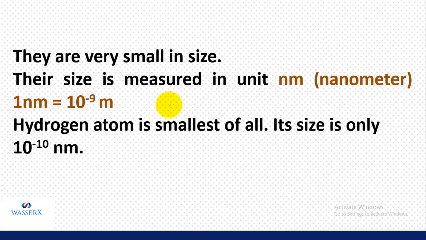Now, what is the size of an atom? Atoms are very small in size. They are so small that we need to measure their size in a unit called the nanometer. And a nanometer is a very small unit. 1 nanometer is equal to 10 raised to power minus 9 meters. So you can see how small an atom is. Hydrogen atom is the smallest of all. And do you know what the size of a hydrogen atom is? It is just 10 raised to power minus 10 nanometer.